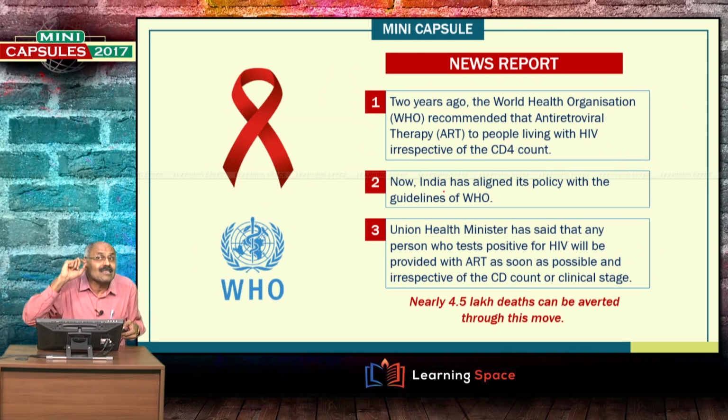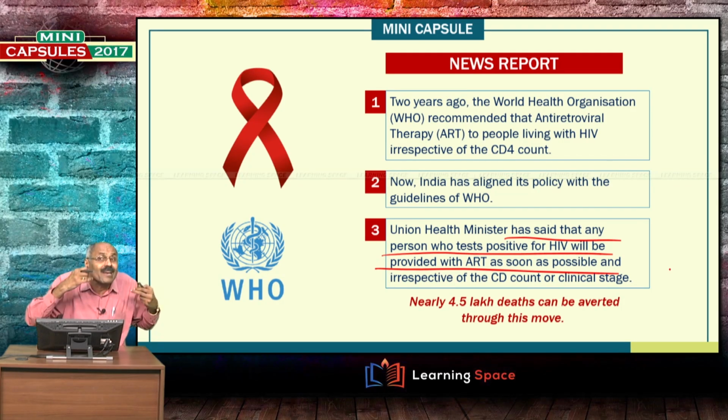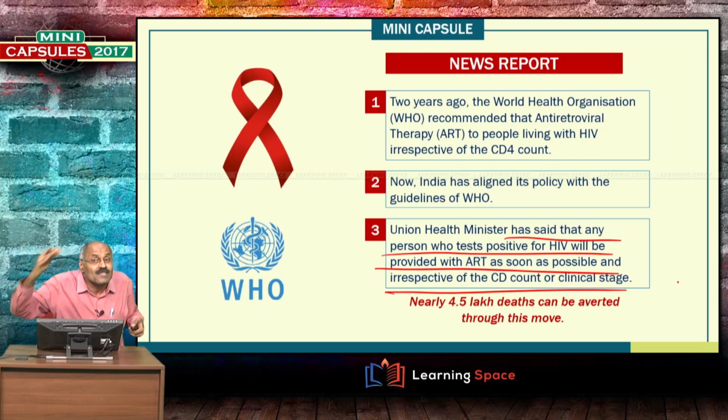And now let us look at the news report. WHO, World Health Organization, issued guidelines 2 years ago that antiretroviral therapy is to be used for the people living with HIV irrespective of CD4 count. And after 2 years, now India stated that it is going to use ART irrespective of CD4 count. Union Health Minister has said that any person who tests positive for HIV will be provided with ART as soon as possible, irrespective of CD4 count.